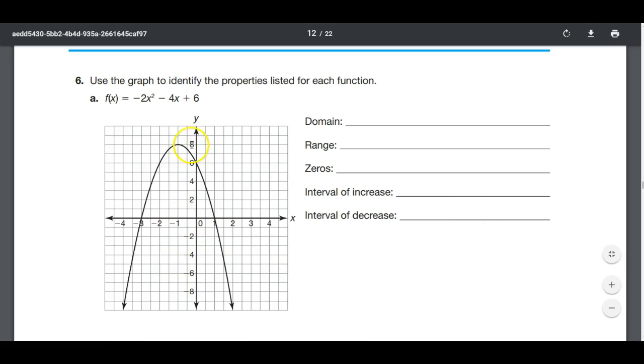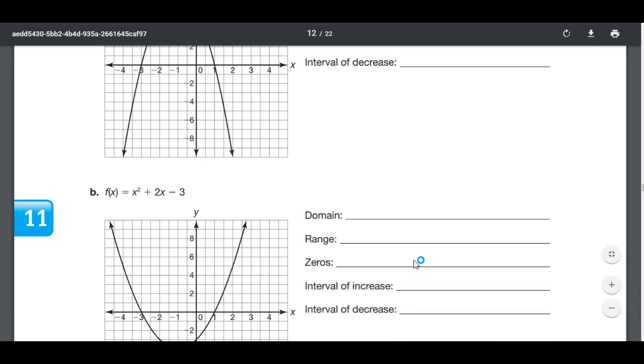My interval of decrease starts right after -1 and goes to infinity. So open parentheses, -1, comma, infinity, close parentheses. And that's what I'd have there for my interval of decrease.